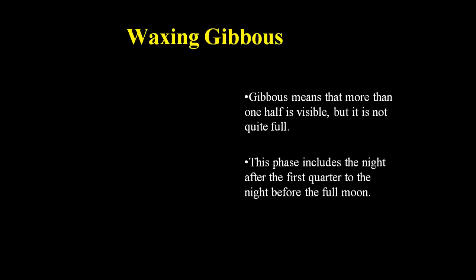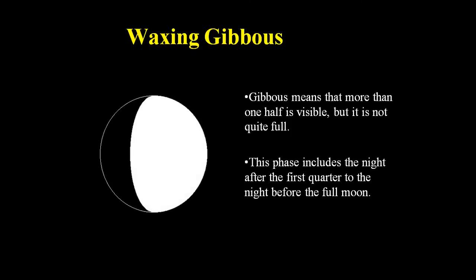Waxing gibbous. Gibbous means that more than one half is visible, but it is not quite full. This phase includes the night after the first quarter to the night before the full moon.